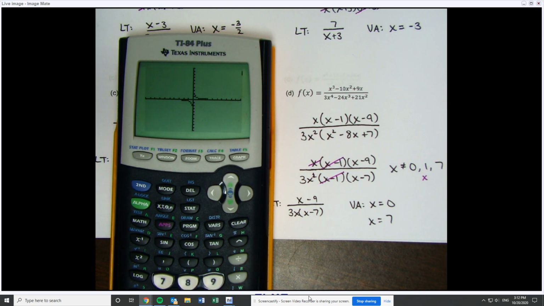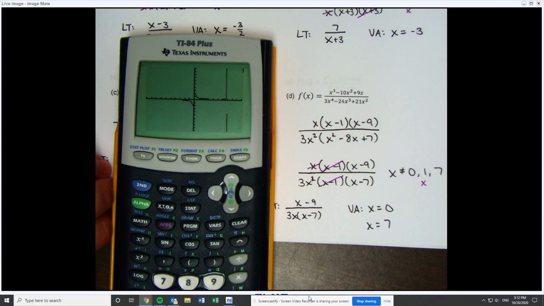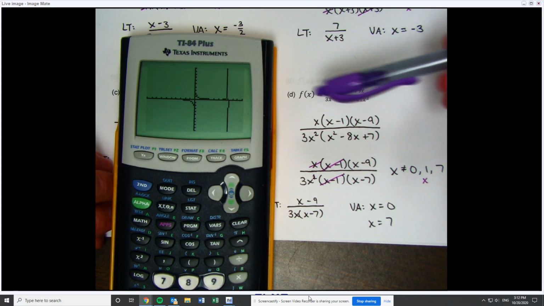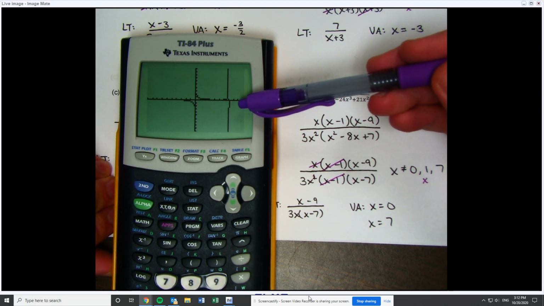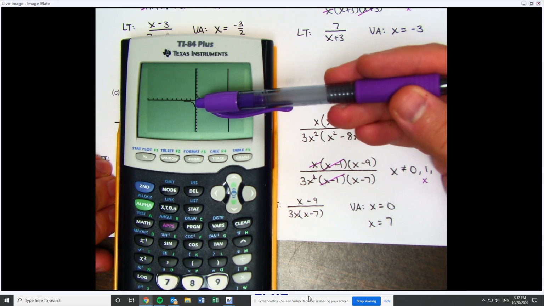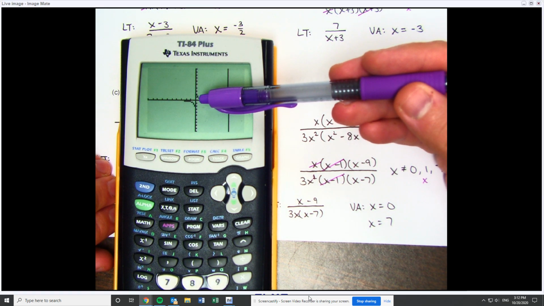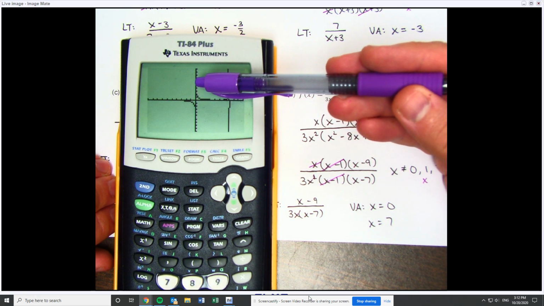Okay, so it's a little hard to see, but what I want you to notice is right here, when x is 0, my graph splits. I have one on the left side, one on the right side. So I have a vertical asymptote right there.